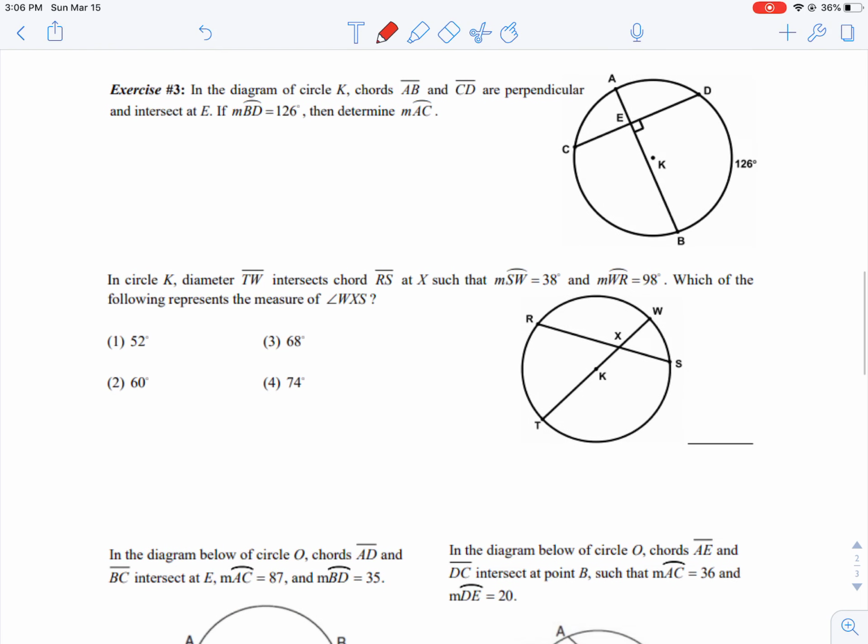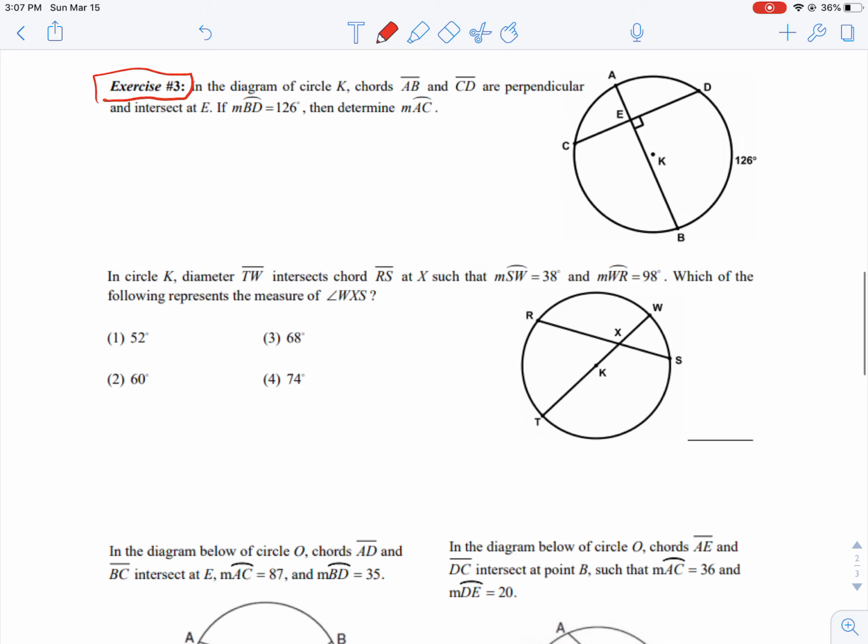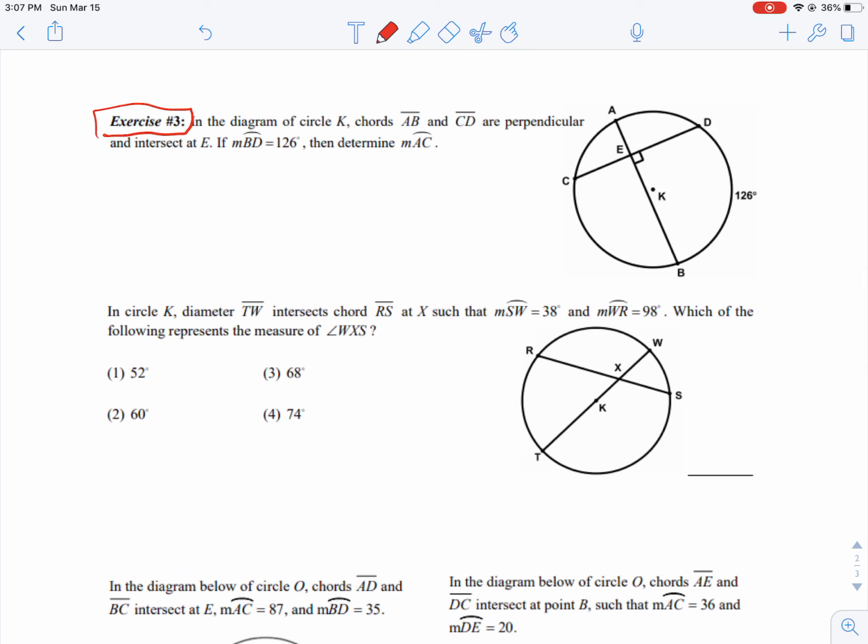Okay, exercise 3. I'll let you guys try this one on your own for a second. Go ahead and give that a shot. Okay, so I'm going to do the first one with you guys, and I think the other 3 you should be very well capable of, right?